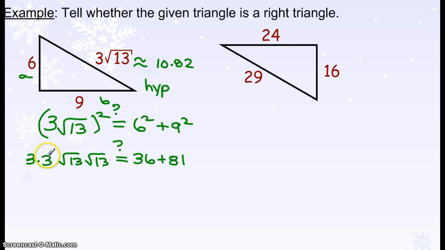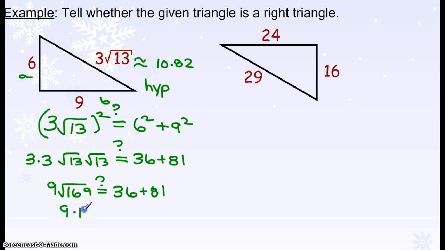All right, 3 times 3 is what, Mrs. O'Brien? Oh, that's 9. There we are. All right, since both these 13s are underneath the radical, we can keep them underneath the radical and multiply them together. So 13 times 13 gives me? 169. Absolutely. So 9 times the square root of 169, and we're still curious whether that equals 36 plus 81. All right, what's the square root of 169, Mrs. O'Brien? Well, that's 13. Yes.